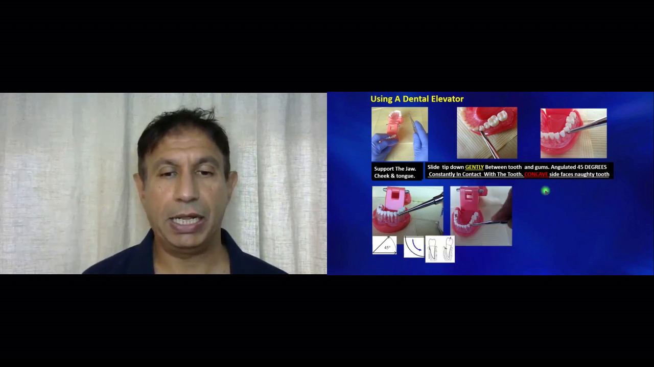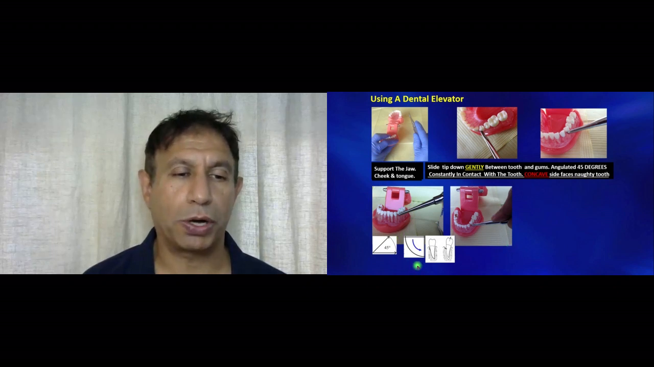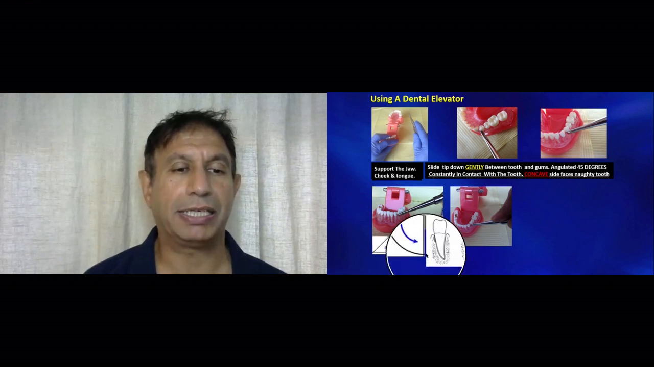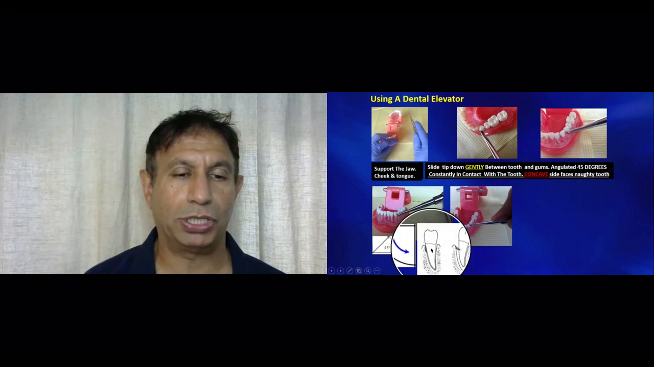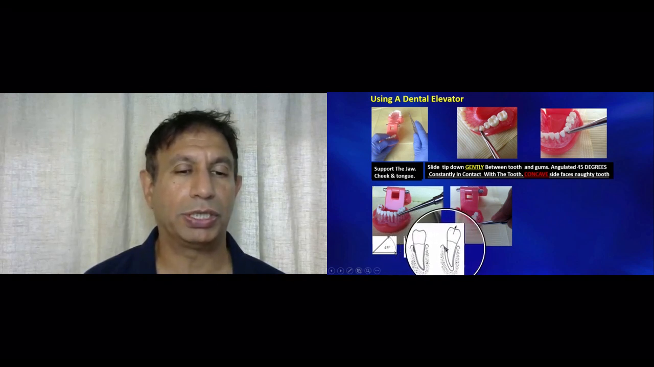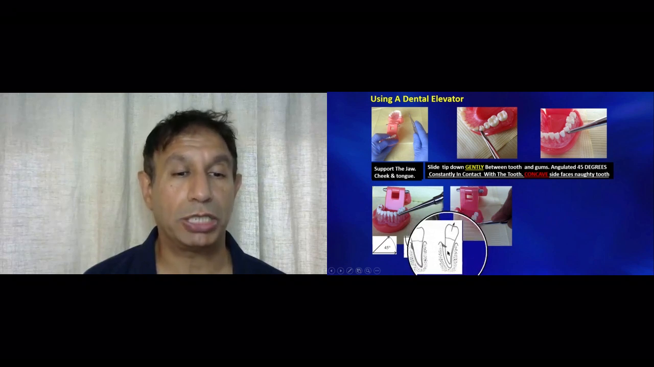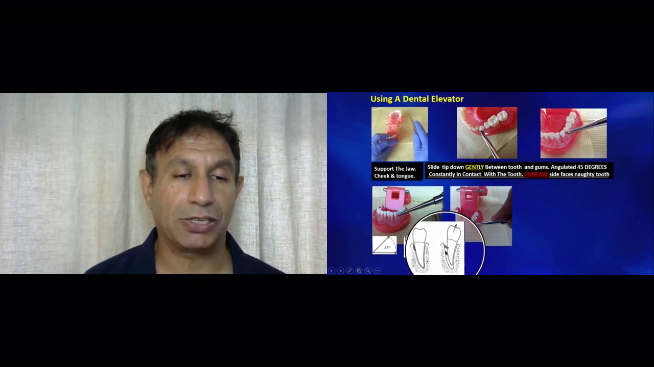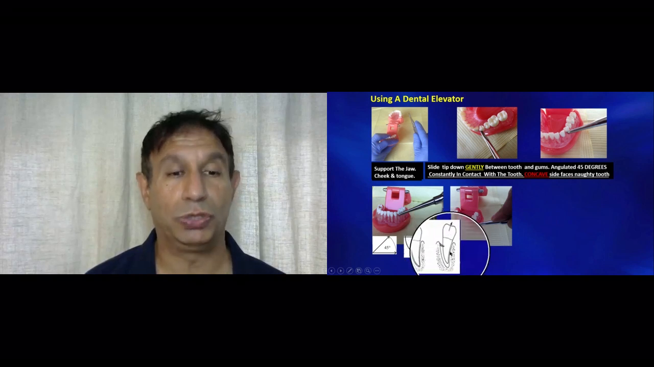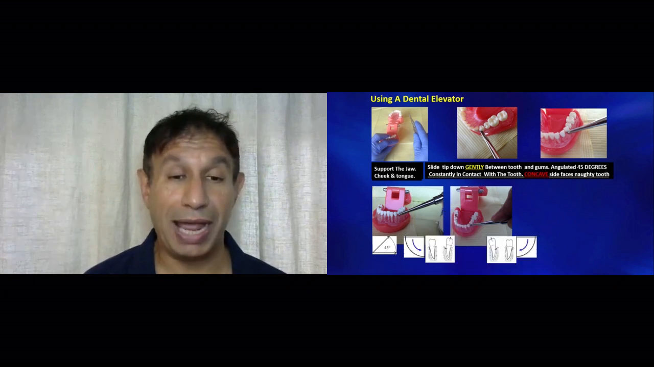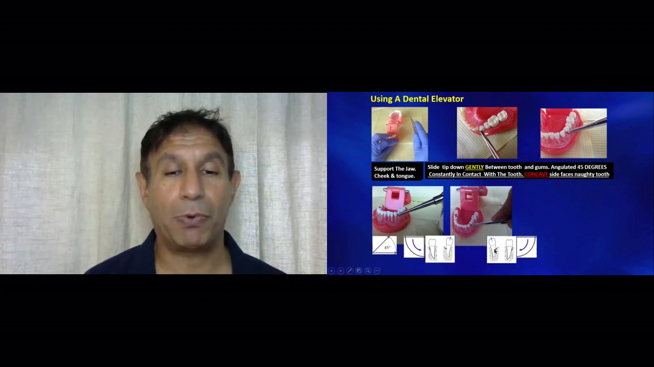After pushing it in, you turn the handle a quarter turn in the clockwise direction. As you turn the handle a quarter turn in a clockwise direction, the tip of the elevator turns a quarter turn in a clockwise direction. As the tip of the elevator turns a quarter turn in a clockwise direction, it pushes a hard tooth against a soft bone, increasing the size of the socket around the tooth, loosening the tooth. Once you've done that in the front portion of the tooth, you then do the same thing in the back portion of the tooth.